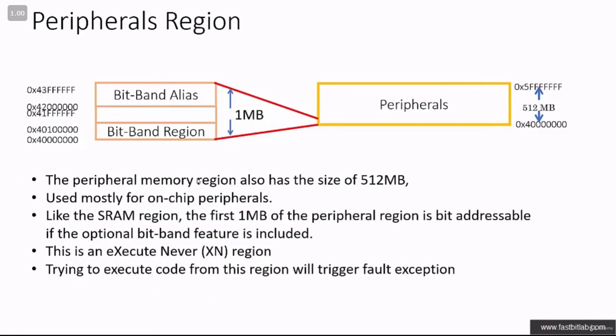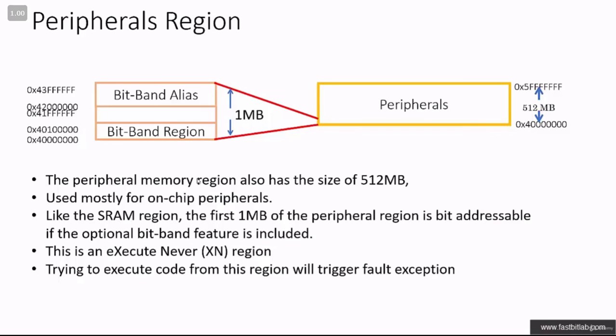Next region is the peripheral region. The peripheral memory region also has a size of 512 MB, used mostly for on-chip peripherals of the microcontroller. Remember that the processor's peripheral registers will not fall under this category. For example, NVIC, the Nested Vectored Interrupt Controller, is a peripheral of the processor. Its registers will not fall under this region. This is dedicated to microcontroller or vendor-specific peripherals, such as RTC, ADC, timers, etc.